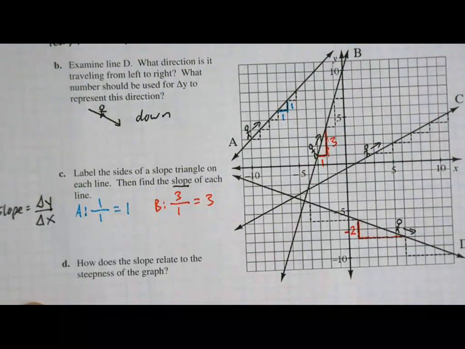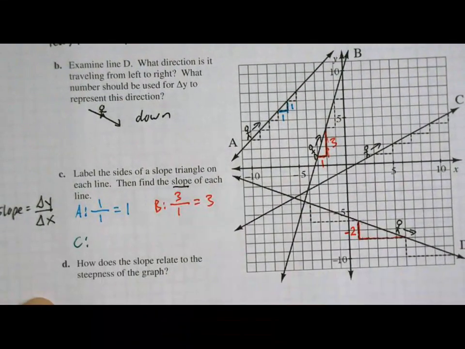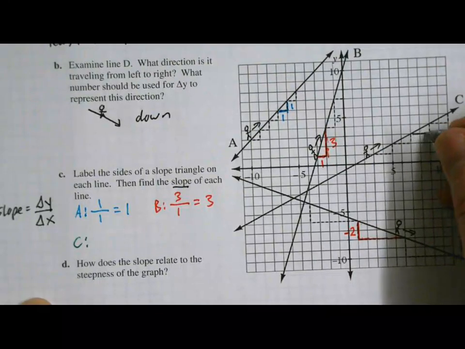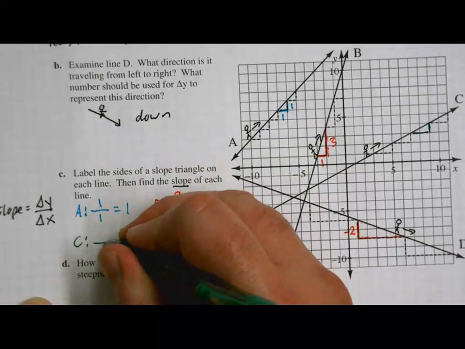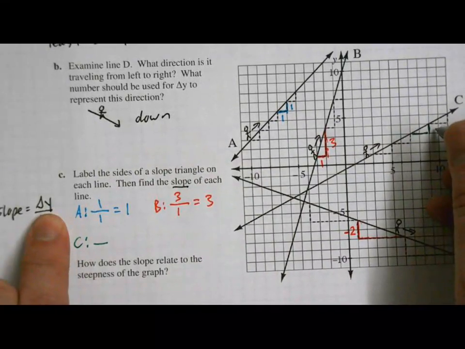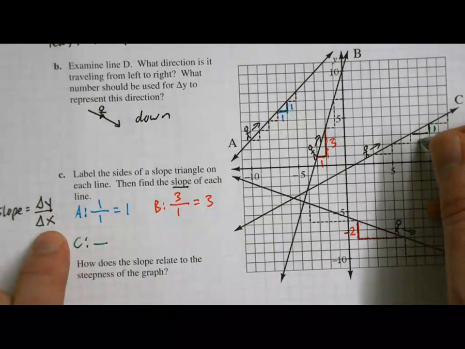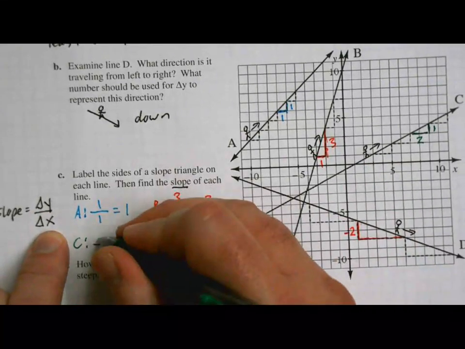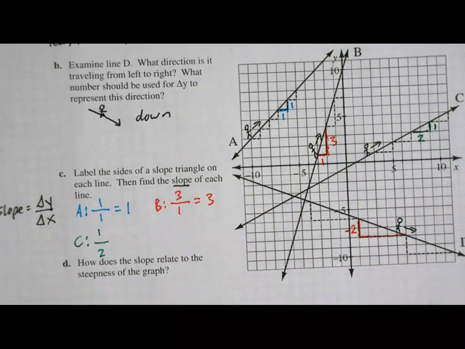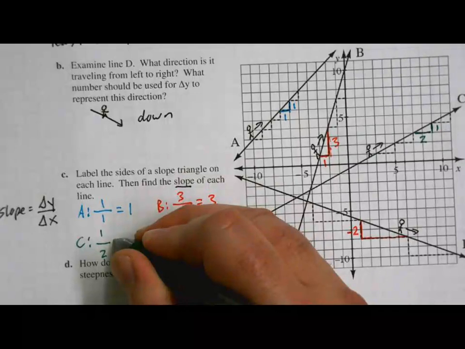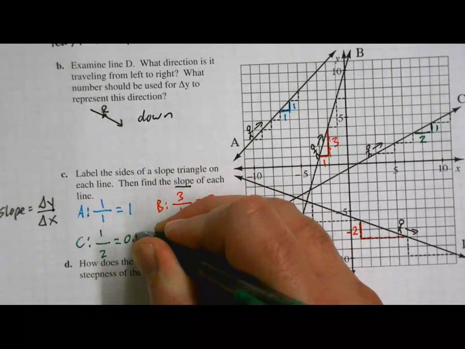All right, we're moving on to line C. Let's pick a slope triangle. This one's sticking out at me. I'm going to pick that one. Let's do change in y over change in x. My change in y is 1. My change in x is 2. So change in y over change in x would be 1 over 2, which is a half. If we wanted to express that as a decimal, that would be 0.5.